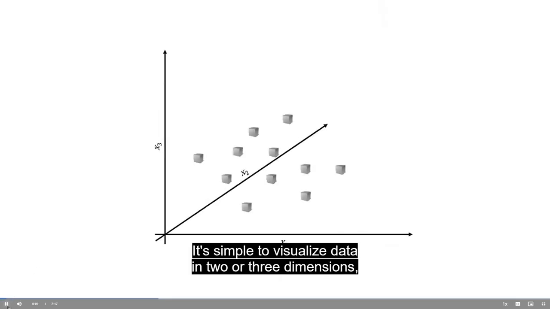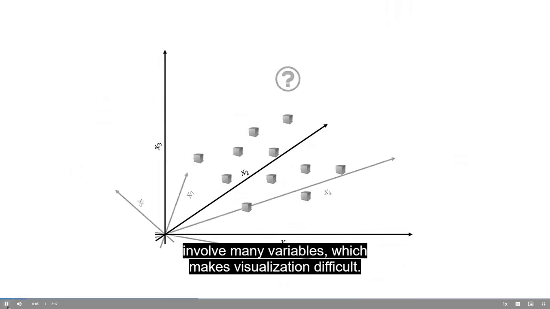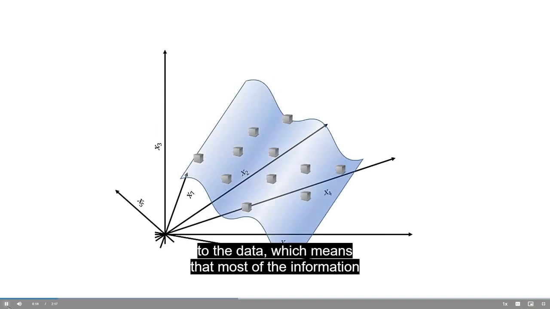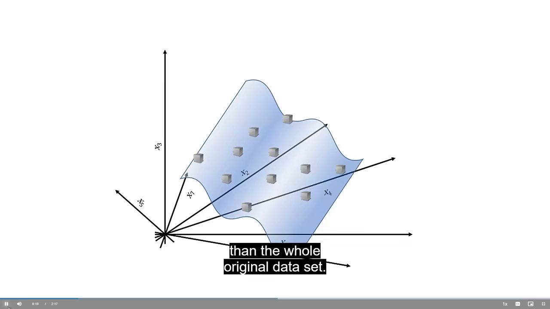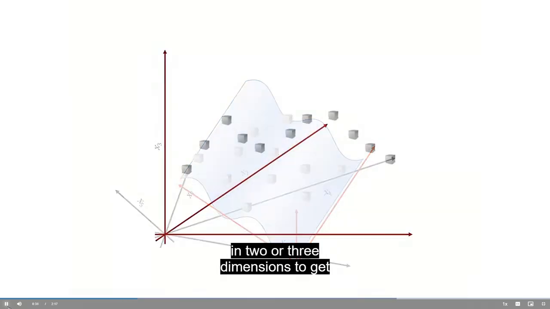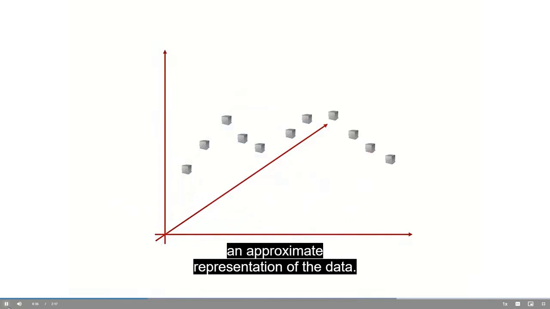It's simple to visualize data in 2 or 3 dimensions, but machine learning problems usually involve many variables, which makes visualization difficult. Often there's an internal structure to the data, which means that most of the information is actually contained in fewer dimensions than the whole original data set. This means that it's possible to transform variables into a lower dimensional space without losing much information. For reasonably small problems, it may even be possible to visualize the transformed data in 2 or 3 dimensions to get an approximate representation of the data.